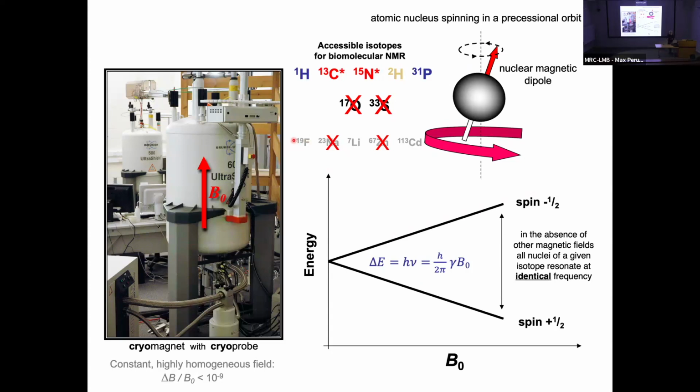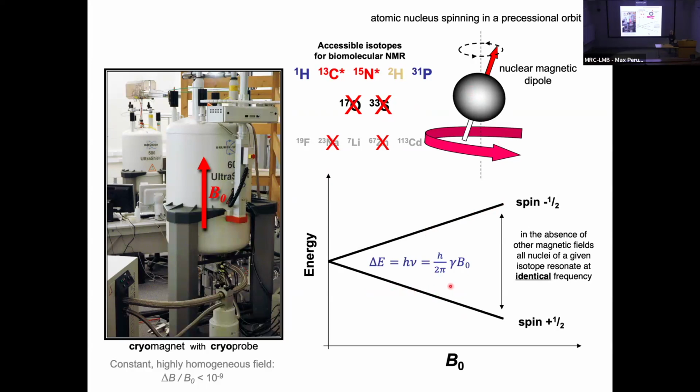Because it has a nuclear magnetic dipole, when we put the molecule inside a magnetic field, we can get the orientation of this nuclear magnetic dipole aligned either with or against the magnetic field. So we have these two energy states. And the energy difference between the aligned and the anti-aligned state is going to be directly proportional to the strength of the magnetic field.